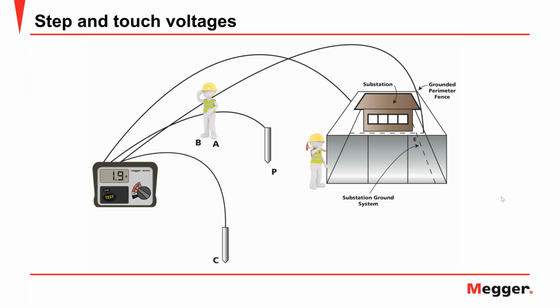So 3 feet is about a human stride. A step potential would be the voltage that you develop between your feet if you were walking by, and similarly, a touch potential being if you touch the fence. So in order to limit that to a safe voltage, you can perform a step potential test or a touch potential test.